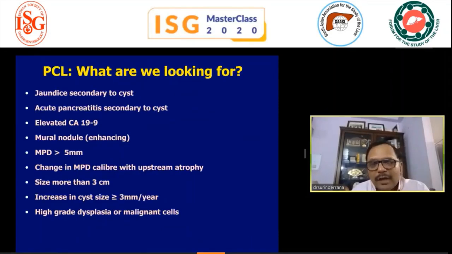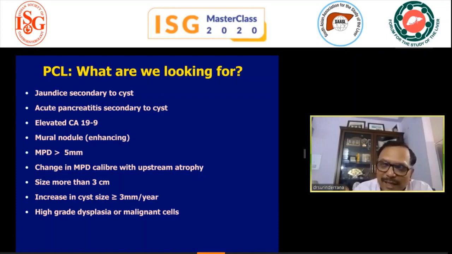So after having understood the limitation of all the imaging modalities we have for cystic lesions, at present, what we can best do is a combination of clinical and imaging findings and then have a treatment algorithm. What you should look for in a cystic lesion is: is the patient having jaundice secondary to the cyst? Is the patient having recurrent episodes of pancreatitis due to the cyst? Is CA19-9 elevated?